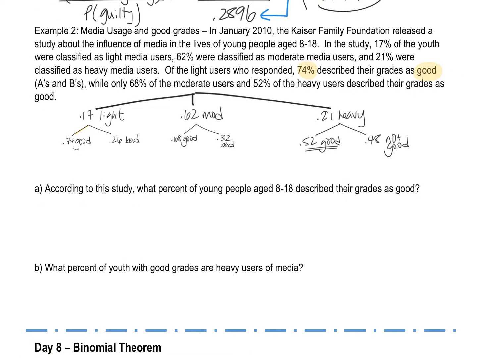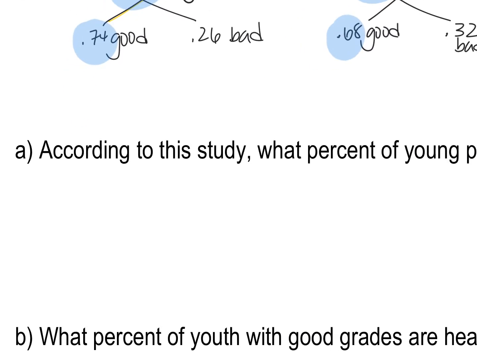According to this study, what percent of young people describe their grades as good? Okay, so in this case, good, there's 3 different ways to have good grades. You could be a light user and have good grades, that's option 1. Or you could be a moderate user and have good grades, that's option 2. Or you could be a heavy user and have good grades, the least likely probability there. Anyway, so that's the math that I'm going to show. I'm going to write it out in words first.